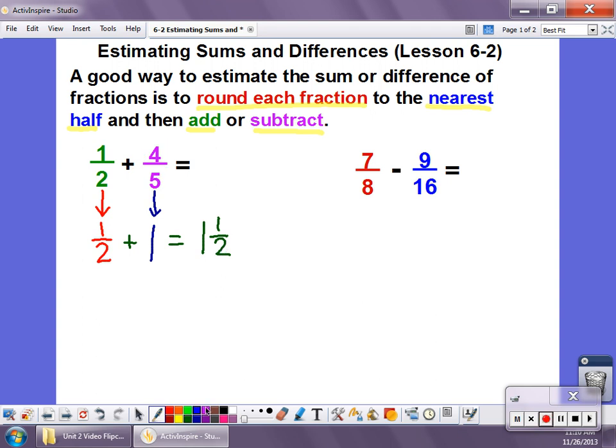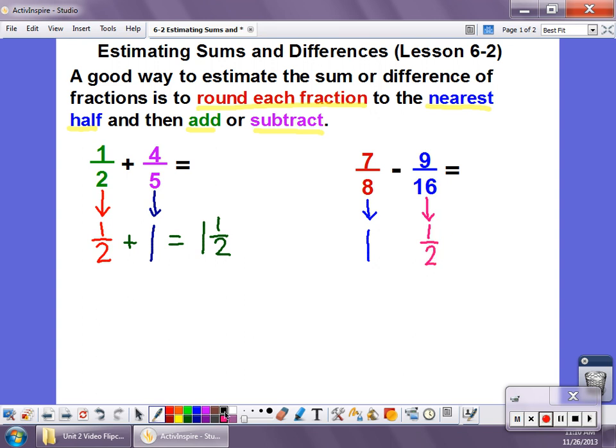Okay, let's do this next one over here, 7/8. Again, when it comes to estimating, I see that my numerator is almost as big as my denominator, which means I'm going to round this up to the next whole number. Now when I look at my second fraction, 9/16, what I notice is that 9 is almost half of 16. Not exactly, but just about half. So this number, when I round it, is going to round to 1/2.